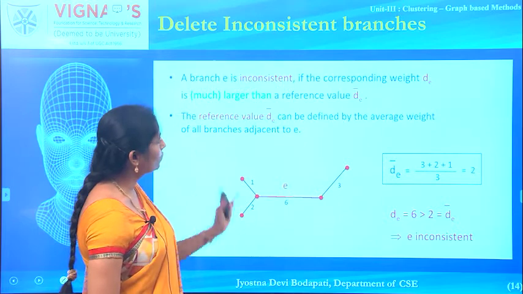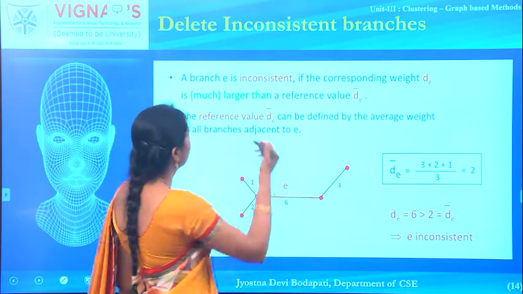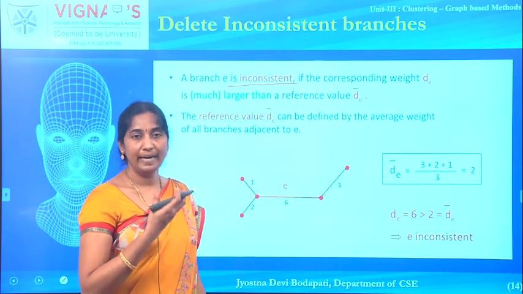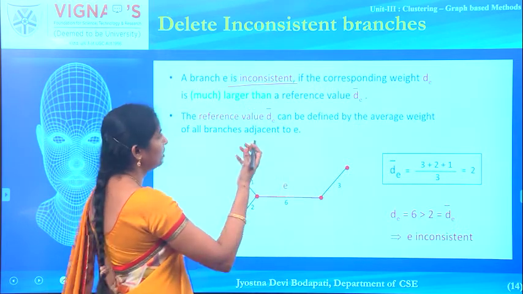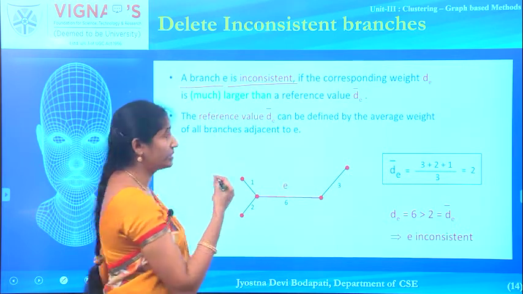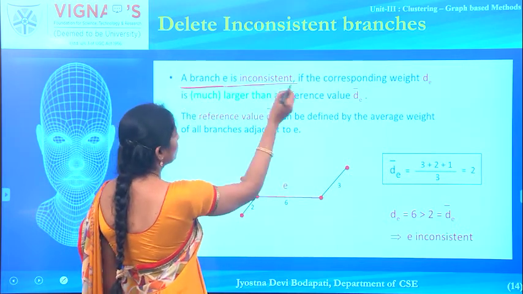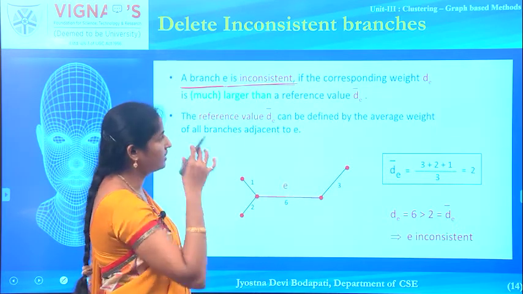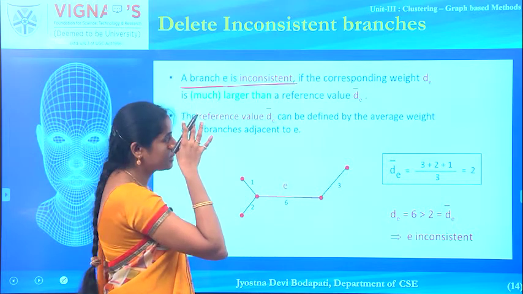And the next approach to deletion is you can follow the inconsistent edge. So, you identify the branches or edges which are inconsistent. Remember, branch and edge are alternatively used in this context. So, you can remove a branch or edge which is inconsistent. So, you can define the inconsistent edge this way.